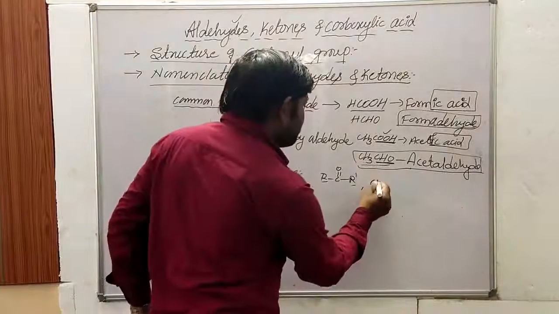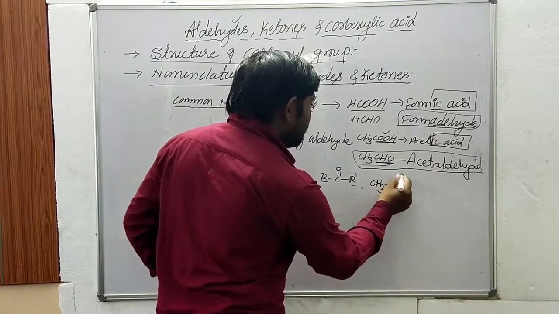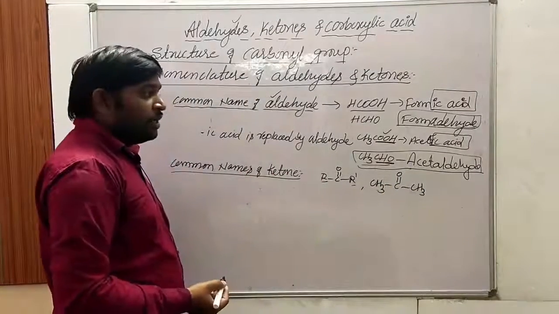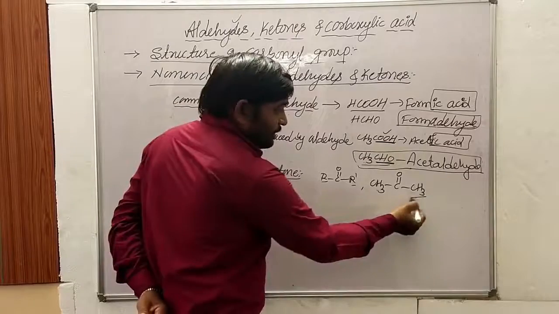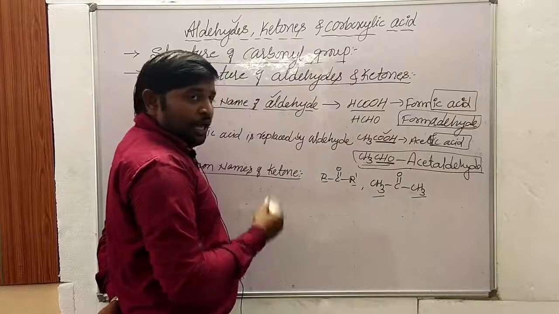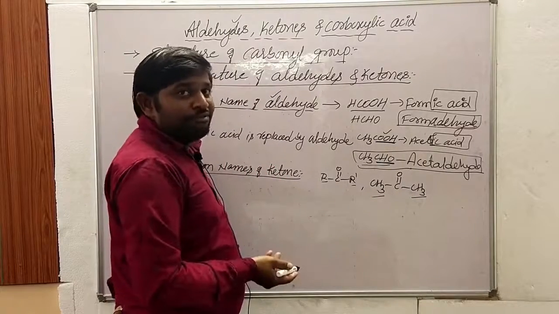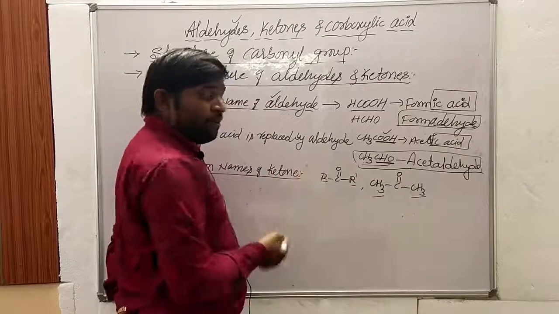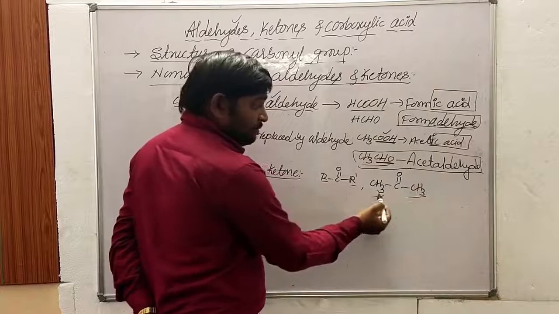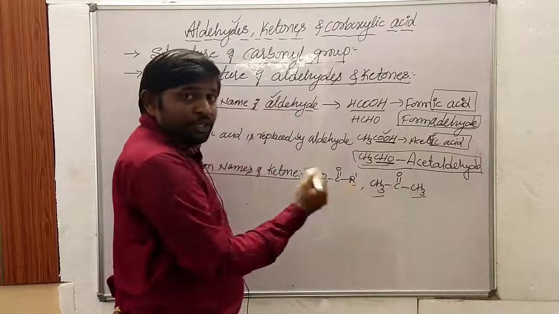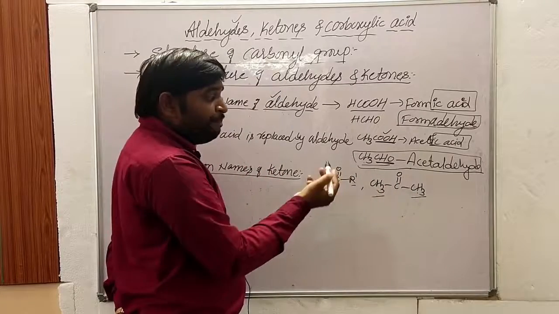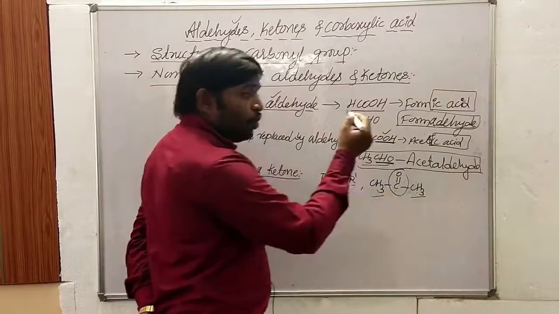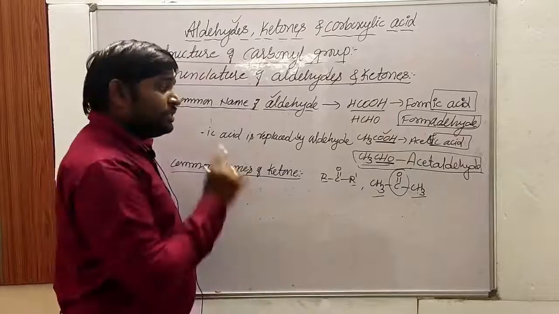For example, R is replaced by CH3, C double bond O, CH3. How do we write the common name for this compound? This is methyl, this is methyl. So alkyl ketone is the common name format for ketones. First we say the alkyl group names, followed by ketone. Both are the same group, so we use dimethyl. Dimethyl ketone is the name of this molecule.